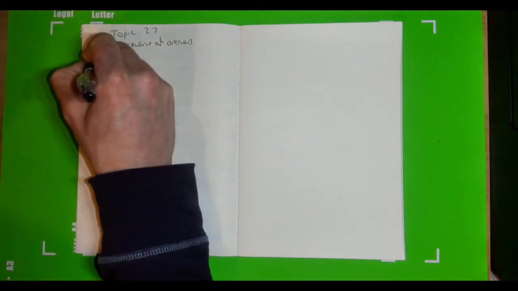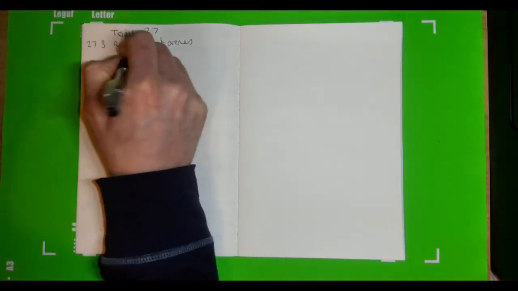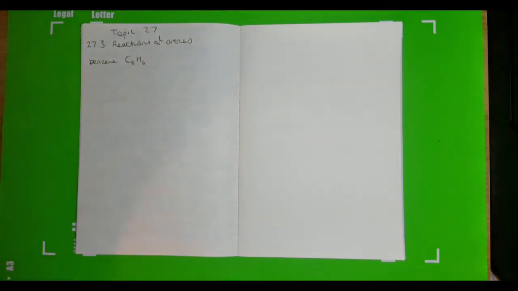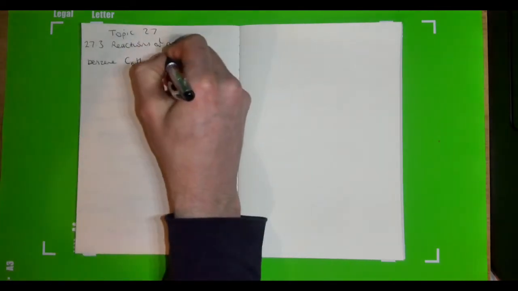Before we do that though, we're going to look at combustion. So we're going to look at the combustion of benzene and compare that to the combustion of a normal alkene. So let's write down the chemical formula of benzene. Benzene is C6H6, right? And it looks like this. So we know that already.